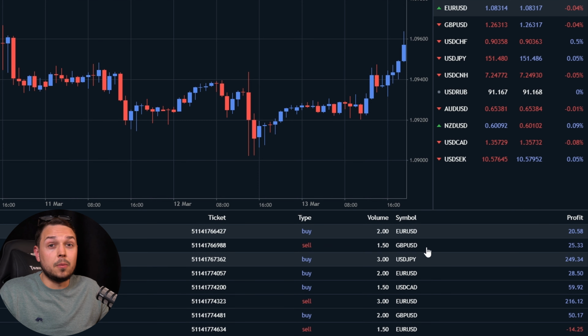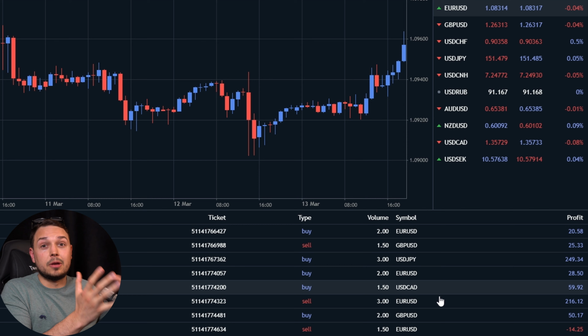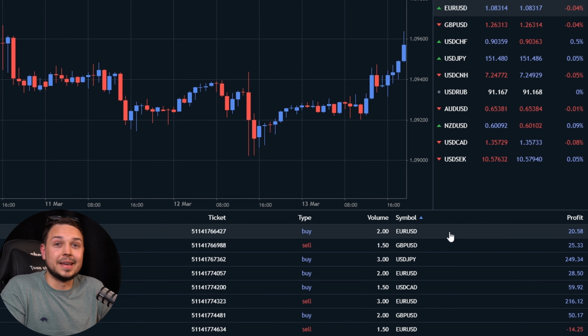Now, don't just take my word for it. Here are some of the results I recently got on my scalping account. And as you can see, the results are pretty damn awesome. And let's move on to the next scalping strategy.